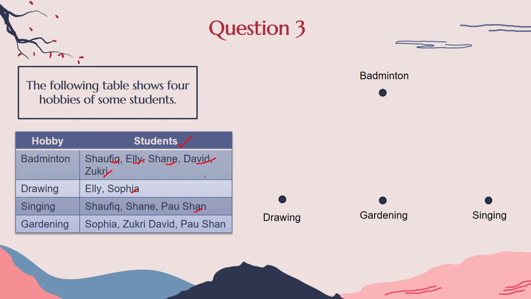First we take a look at Shafiq for our first edge. From this table we can see that the first hobby for Shafiq is badminton. Also, the second hobby for Shafiq is singing. There are 2 hobbies that Shafiq has, which are badminton and singing. Then we draw a line to represent Shafiq. I will label this as SQ.